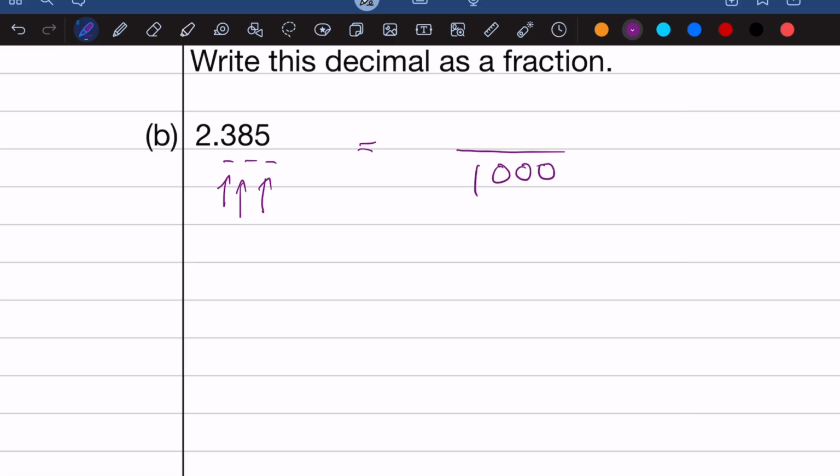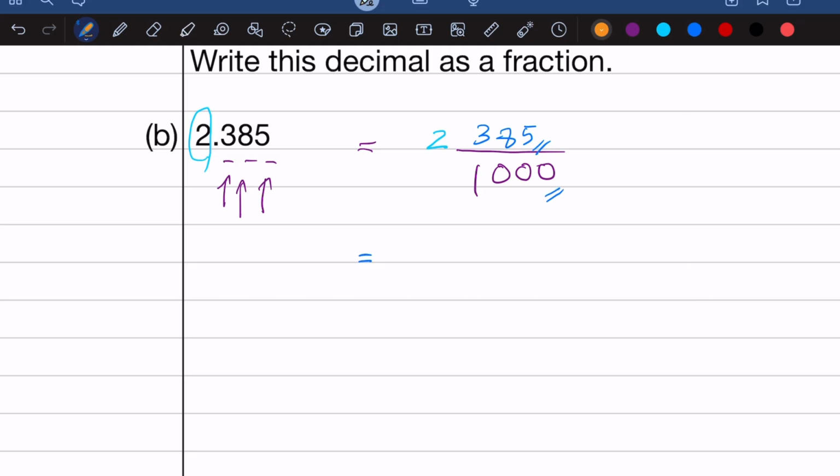And 1. Hang on. Look at this number. There's a 2 in front of our decimal point. What are we going to do about that? We're just going to leave it there, like this. We don't have to touch anything. And what we're going to do is write our numerator as 385. So 2 and 385 over 1,000 is our mixed fraction.